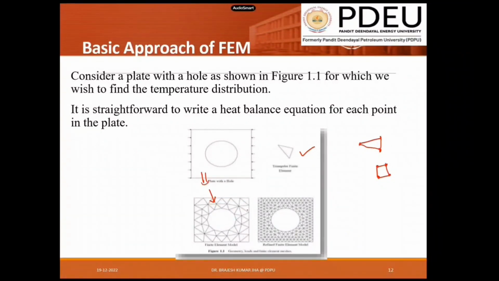Find the base means what? You will have small pieces of elements. If your geometry has high irregularity, then you can go for small pieces, small elements. So once we talk about refinement, it means we are talking about the finite element analysis also. That we will come to in the upcoming slide.